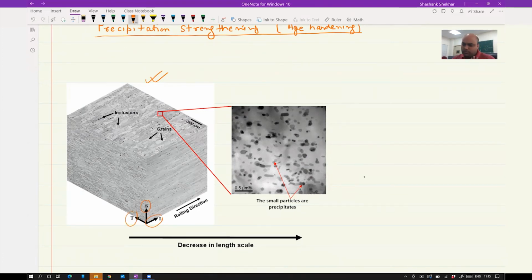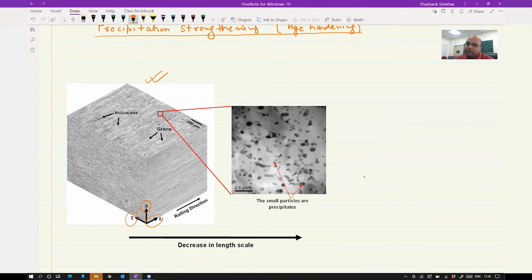You are not required to go through the details, but let me tell you. Since this has been rolled, the L direction is called the longitudinal direction, the direction along which it has been rolled. T is called the transverse direction. And along the thickness, the vertical direction in the rolled plate, this is S, which we call the short transverse. This is the typical microstructure I am showing for aluminum 7075 alloy.